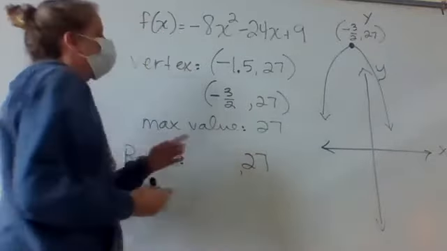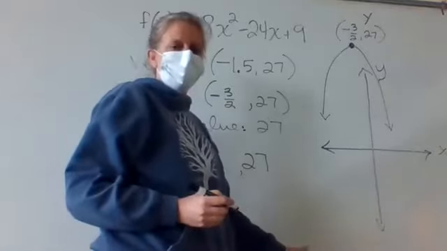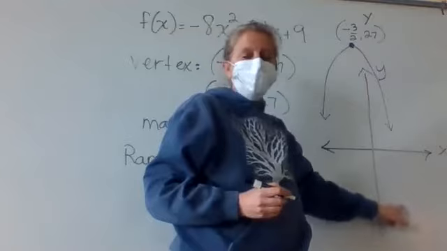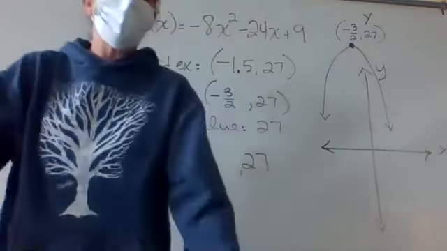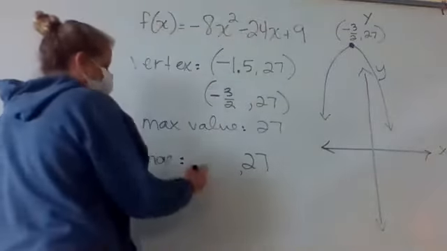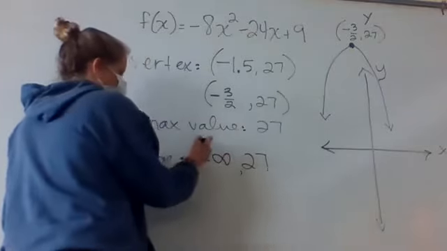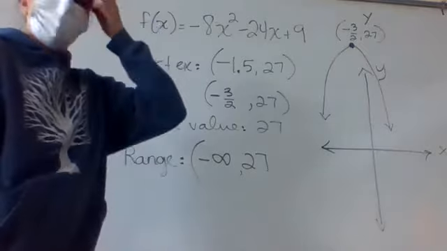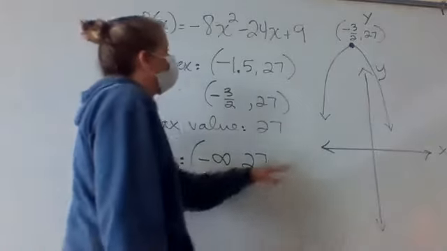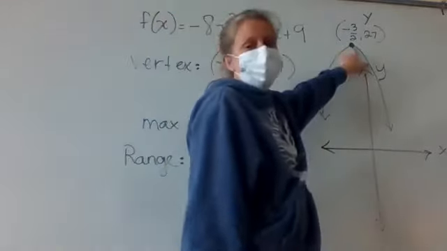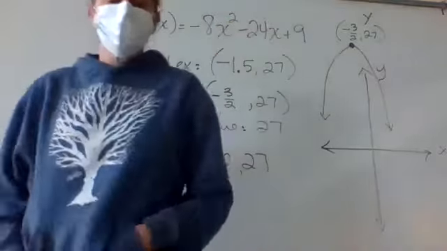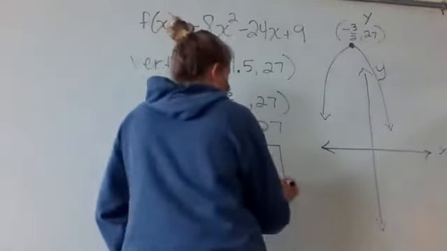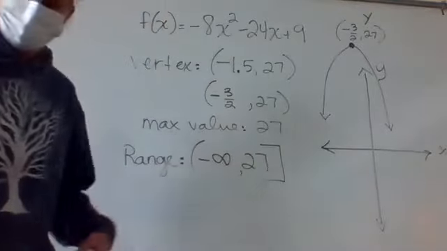Now, what do the Y's start at? If they come up to 27 and then go back down, down, down, down, where are they coming from and going to both times? Negative infinity. Infinities always have parentheses. And what do I know about the range? Is 27 a number that is in this function? It is. It's its vertex number. So that's why there's a bracket around that.